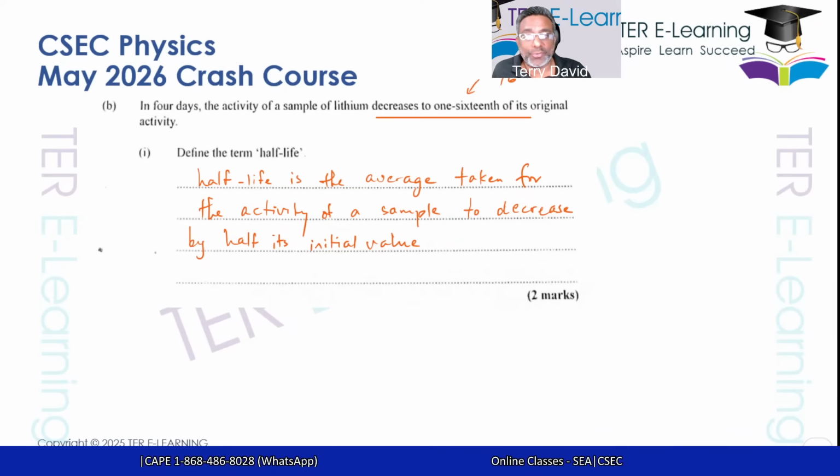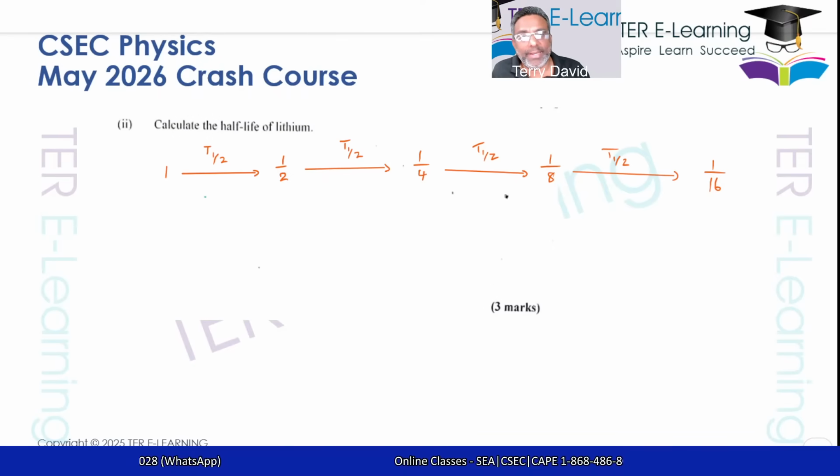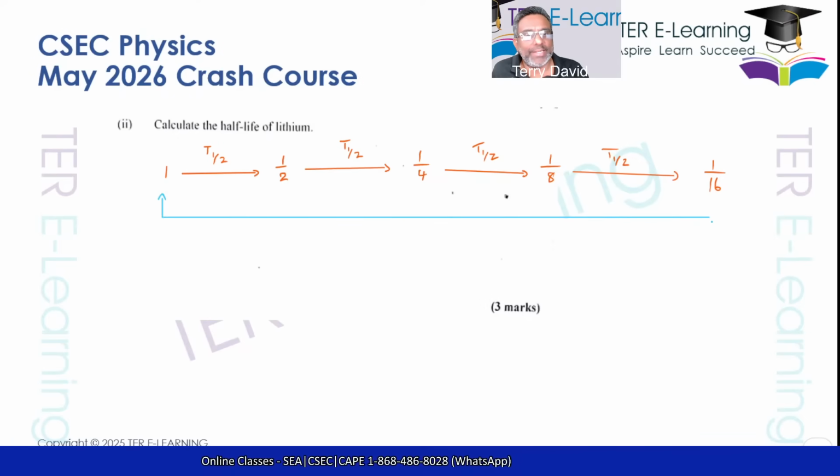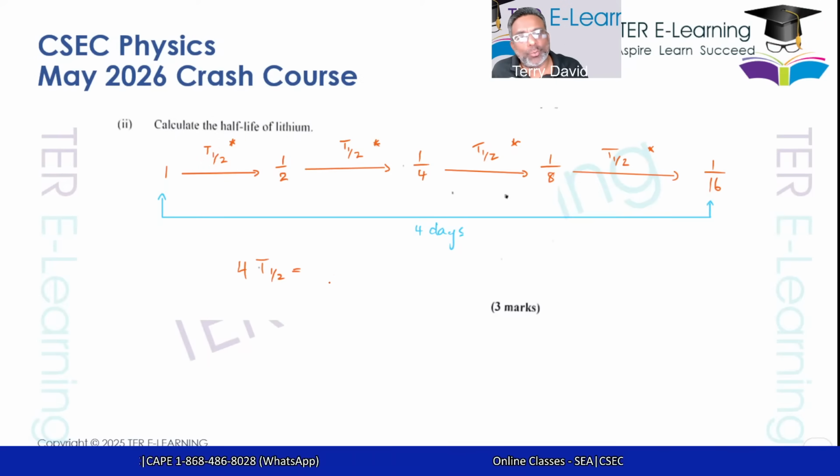In this case, the question said that in 4 days it took this to happen. You start off with the original amount, and it decreases to reach this, and this takes 4 days. When we look at the diagram, the number of half-lives we went through would have been 1, 2, 3, and 4. So 4 half-lives is equal to a time interval of 4. Your half-life for this lithium is going to be 4 divided by 4, so your half-life is going to be 1.